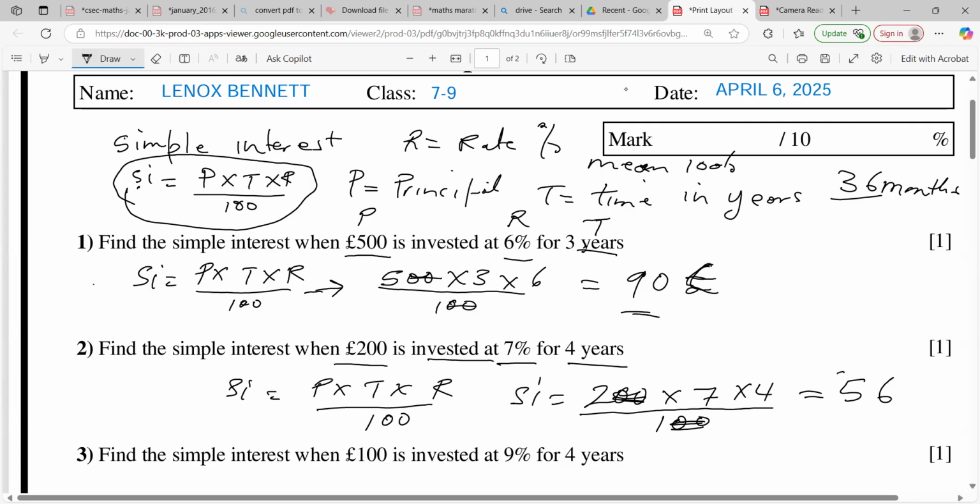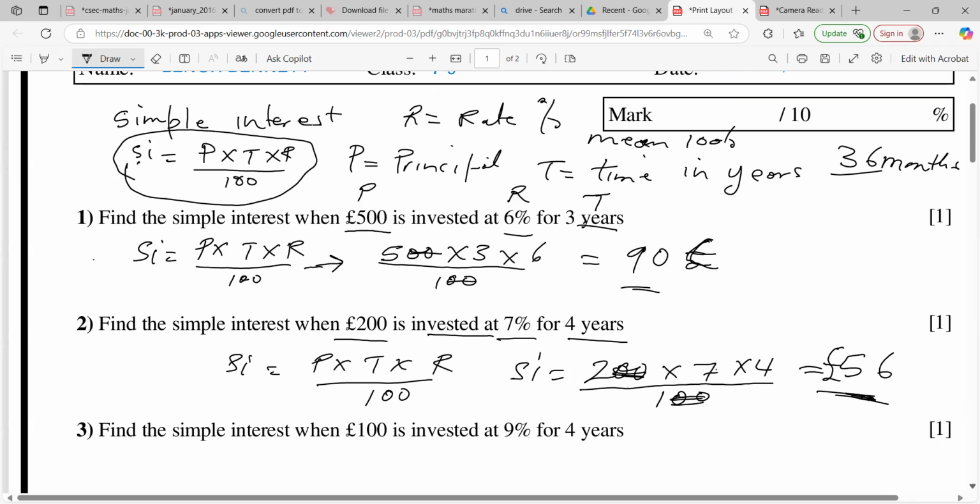Notice the pound business is a British paper. This is on City and Guilds as well as CXC. Oh, 7 times 4 is 28 and 2, 56. Yeah, I was just double checking my answer. You have to do that sometimes, right? Double check if the answer is correct.